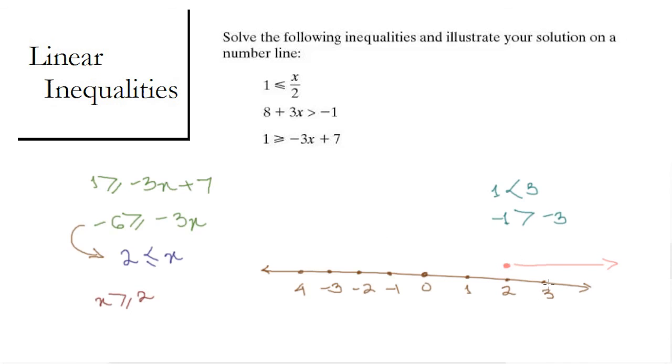Let's pick one. Let's pick 3, for instance. Let's make sure that this, in fact, does work. Negative 3 times 3 is negative 9. Negative 9 plus 7 is negative 2. 1 is, in fact, greater than or equal to negative 2 because negative 2 is over here, 1 is over here. So, yeah, 3, and it looks like all other values over there will, in fact, satisfy this inequality.